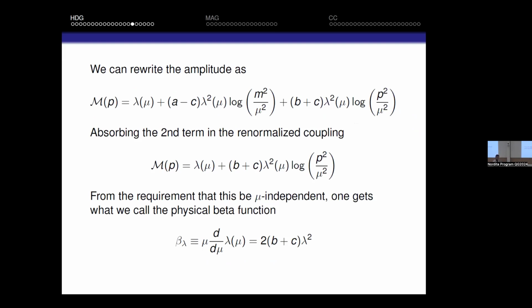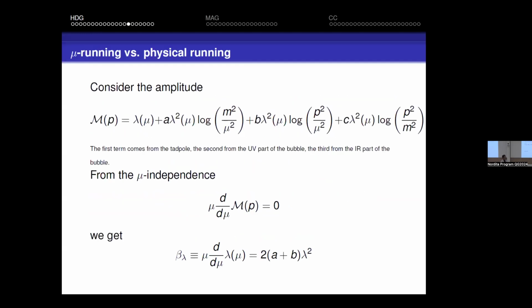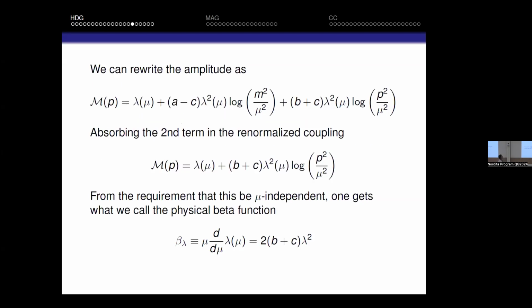Indeed, the beta function comes from the assumption that the amplitude is independent of mu. Anyway, you can at this point rewrite this. This log of p square over m square, you can say that this is a log of p square over mu square, and you add it to this term, and then you plus the logarithm of, or rather minus the logarithm of m square over mu square, and you add that piece here. And then this becomes this expression where you have all the momentum dependence just in one term.